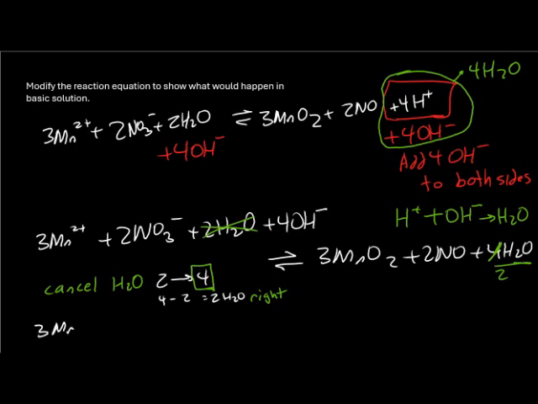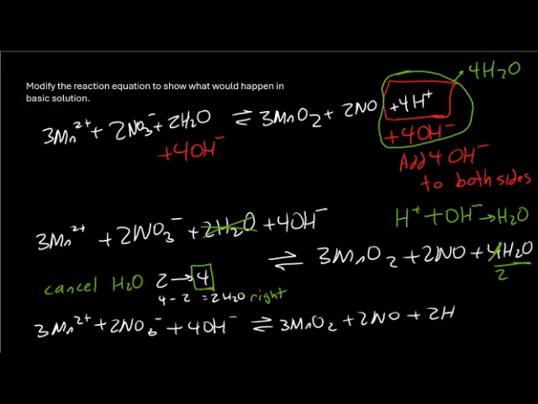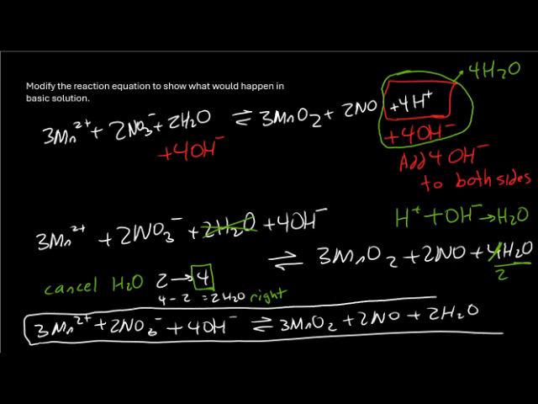We still have 3 Mn2+. We still have 2 NO3-. We no longer have the 2 waters on the left, but we do have 4 OH-. This will yield 3 MnO2 plus 2 NO plus 2 water. And so these 6 terms will give us our base version of the same reaction we found for the acidic version. So if you ever need to modify an acidic version to a base version, this is how we handle it.